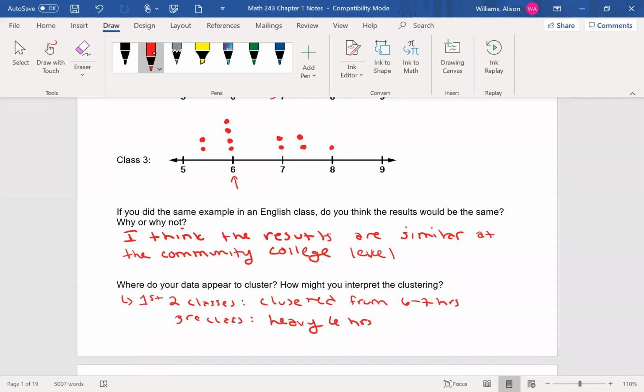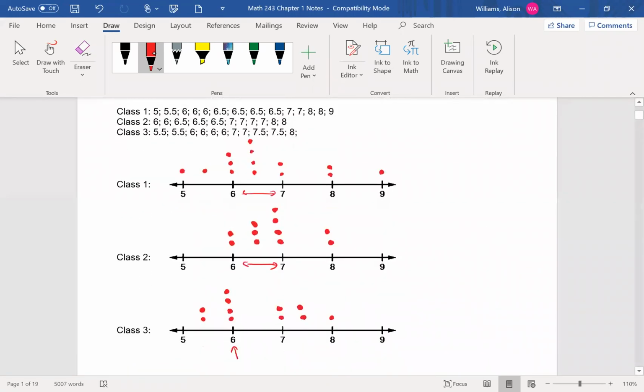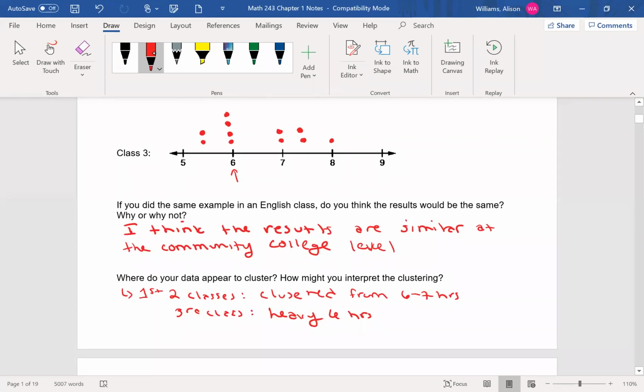So the interpretation of that is, as I just mentioned, at a 2-year college we have a lot of people who are working while going to school, and that's just how they have to do it. So they may not be able to get as much sleep as somebody going to a 4-year school who may not need to work. Plus, we see a lot of older students coming back with a lot of responsibilities with families and whatnot, so they may not have as much time for sleep. So that's how we interpret the clustering.